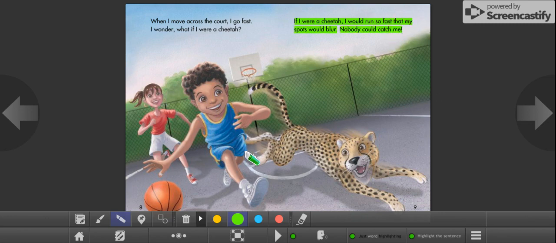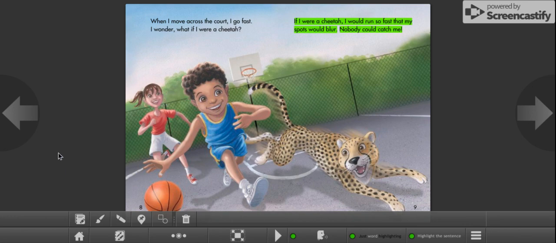And now I am ready to make an inference about him. And my inference is based on the evidence that he would be a seal spinning the ball on his nose, and if he was a cheetah, he'd be so fast. He's comparing himself to these animals, and I infer based on those clues that he has a great imagination.